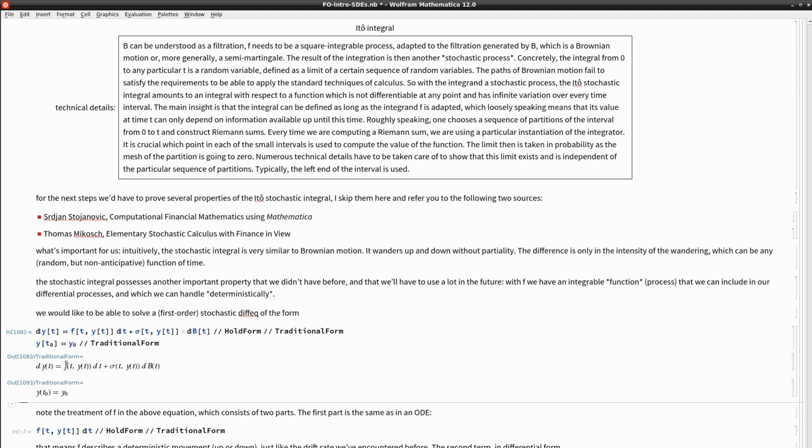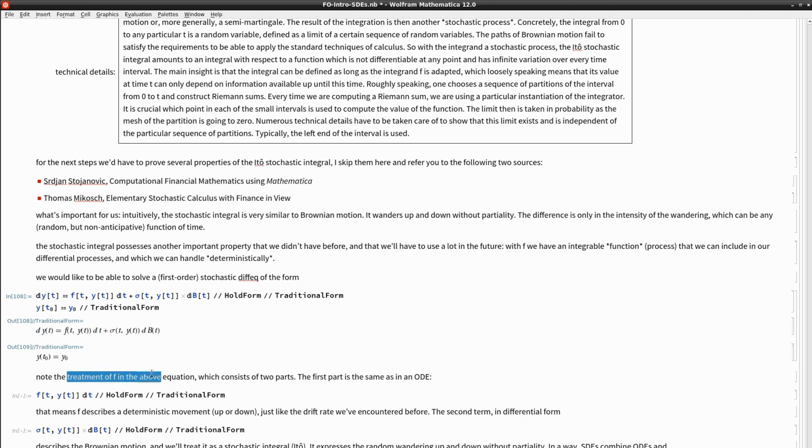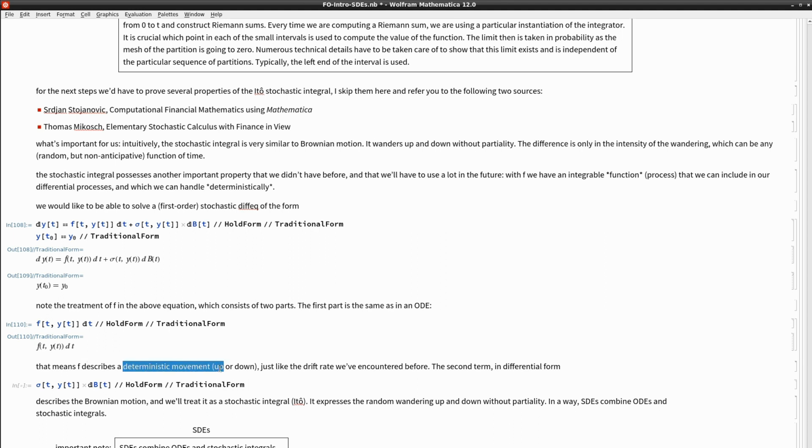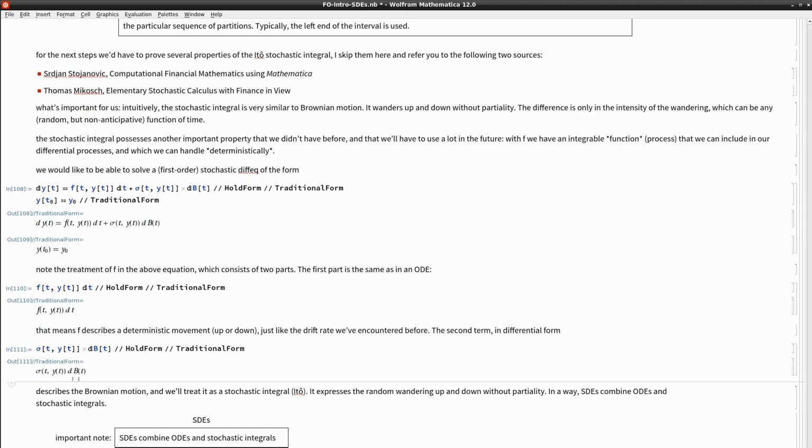But we now want to deliberately treat f as a deterministic function, and we're going to manipulate a lot of it in order to understand the deterministic part and the random part of this differential equation. And note the treatment of f in the above equation, which consists of two parts. The first part is the same as in the ODE, right? F times dt. And that means f describes the deterministic movement, just like the drift rate. The second term in differential form is now sigma times the differential of the Brownian motion, and we now treat it as a stochastic integral.